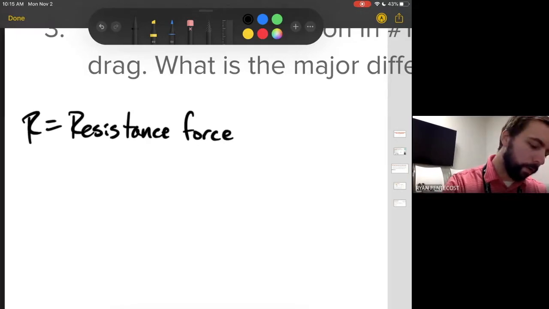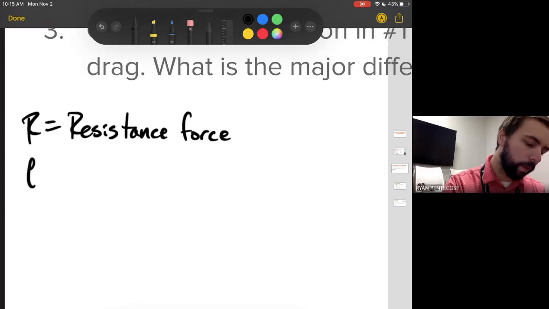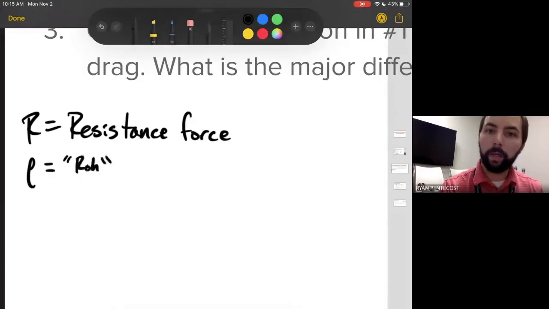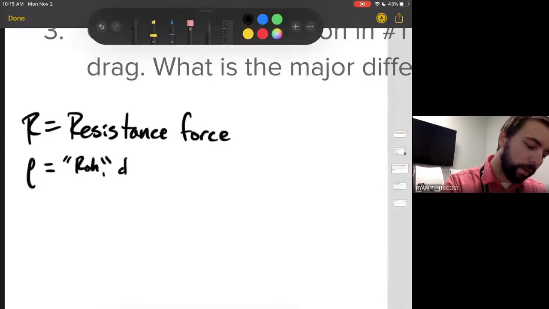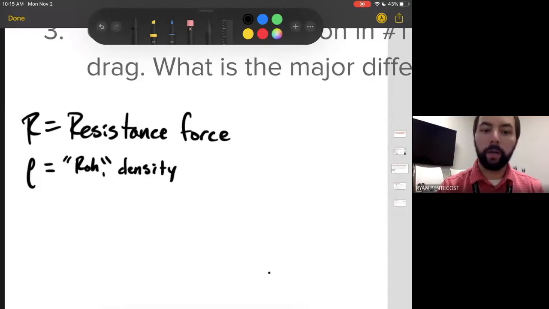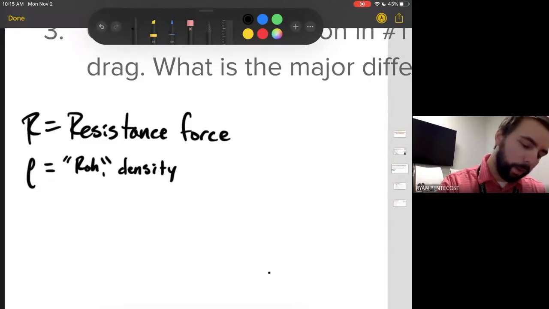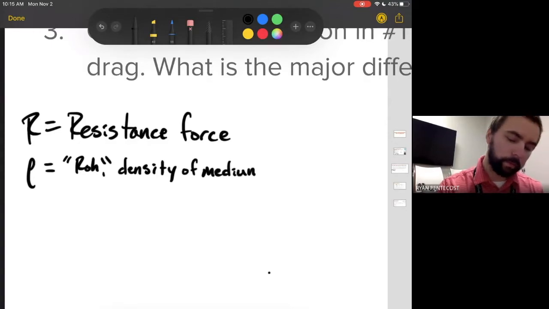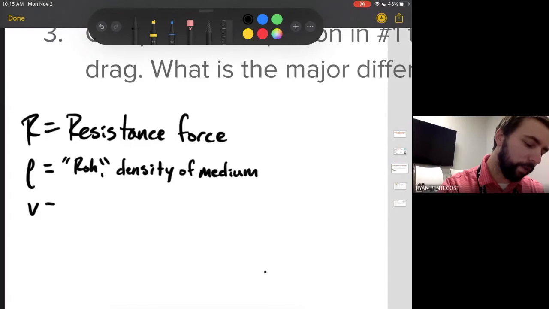Here we have rho. Rho is a Greek letter commonly used for density. Density is rho. Now here, this would be the density of the medium that you are traveling through. And we'll talk about what that looks like for air drag in a second. Next, we have V first, right? V is velocity. We are all very familiar with velocity.